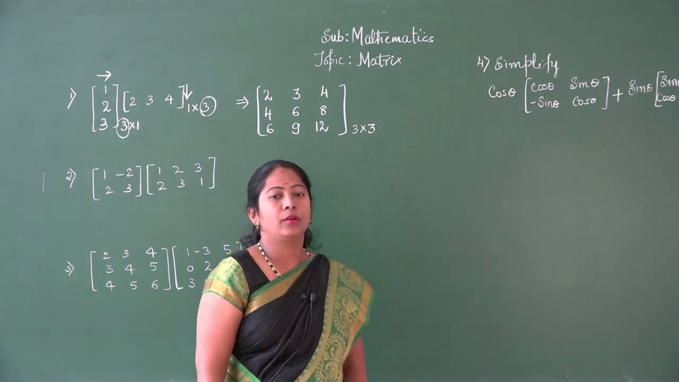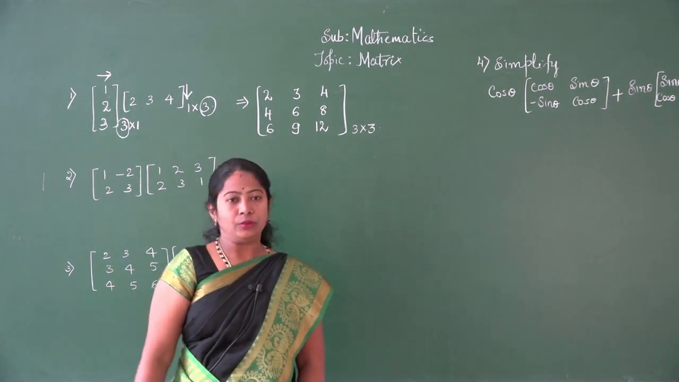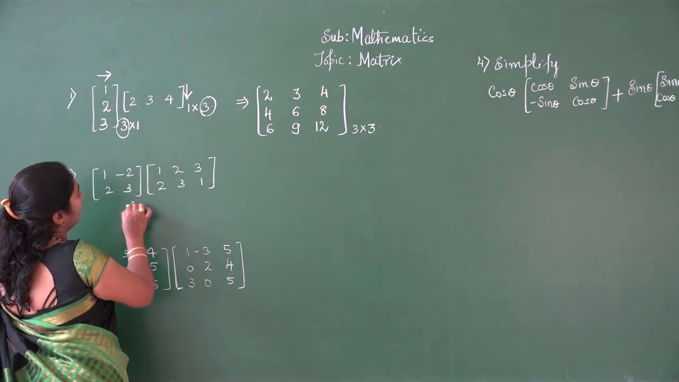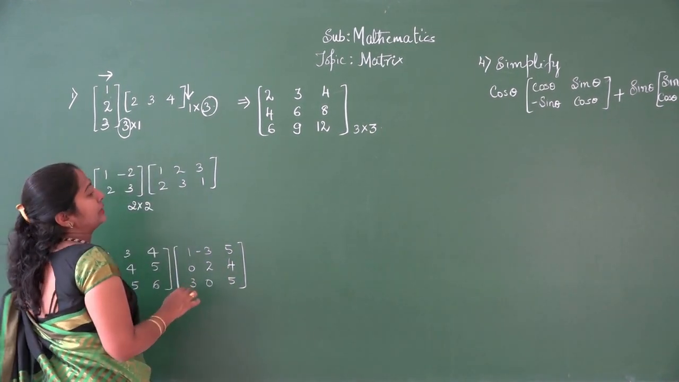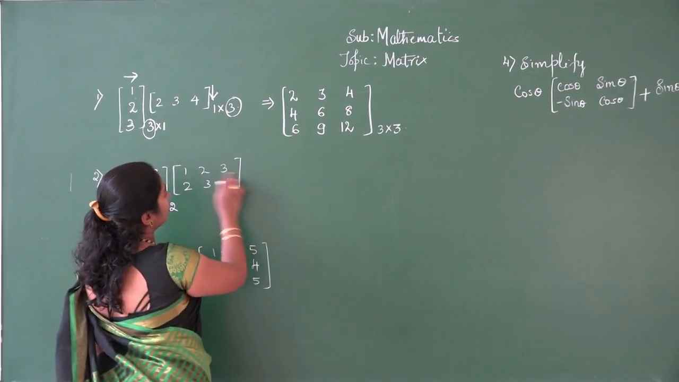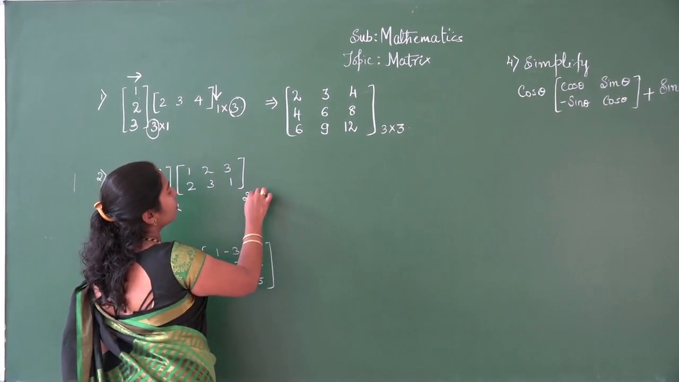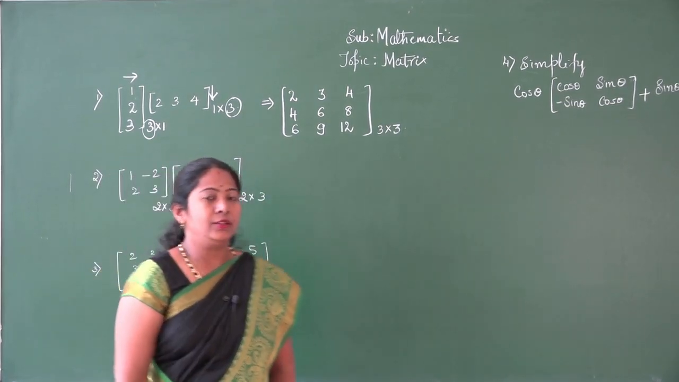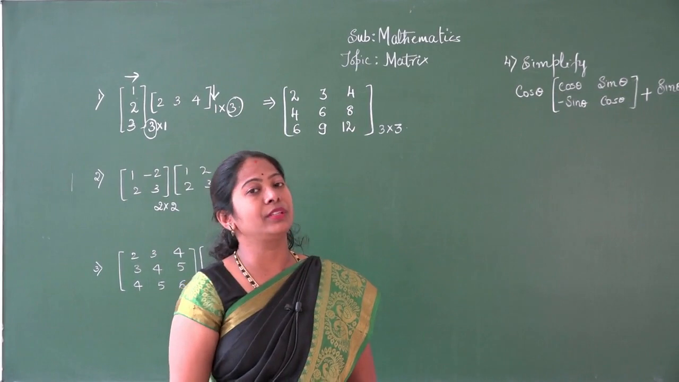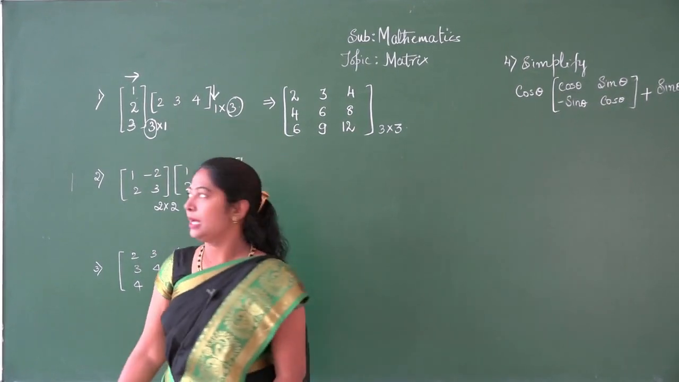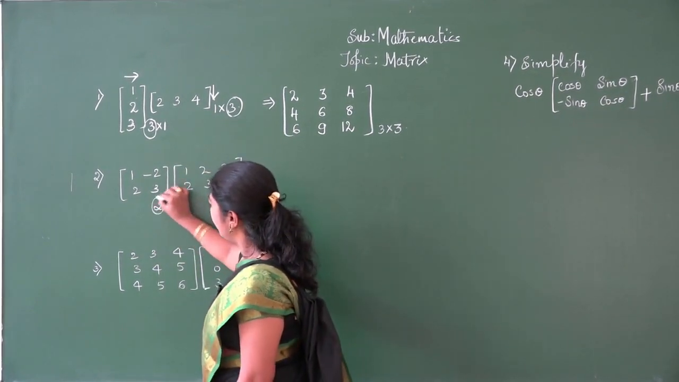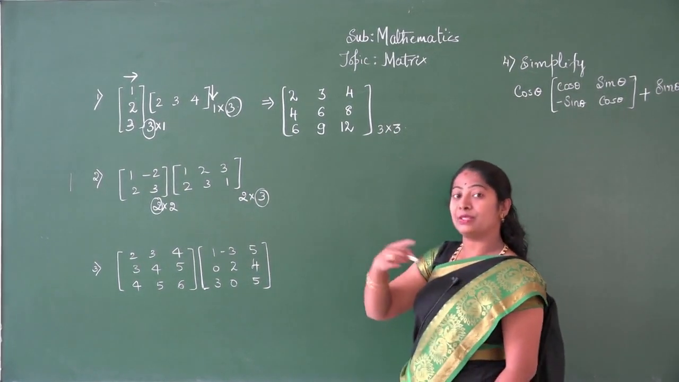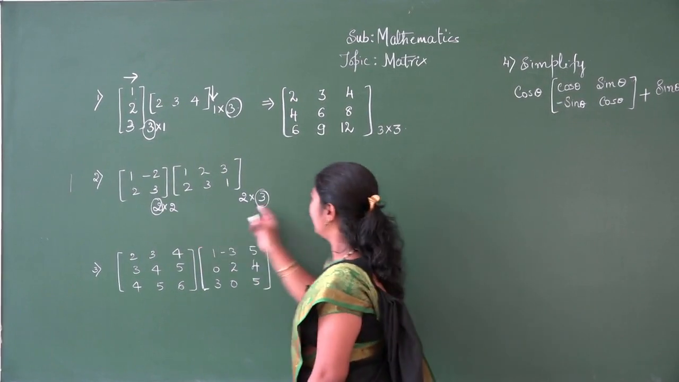Now, moving on to the second problem. What is the first matrix order? It has 2 rows and 2 columns. What is the order of the second matrix? How many rows do we have? 2 rows. How many columns do we have? 3 columns. What does matrix multiplication state? The columns of the first matrix must be equal to the rows of the second matrix. How many columns do we have here? 2. How many rows do we have here? 2. So the resultant matrix order will be 2 cross 3.